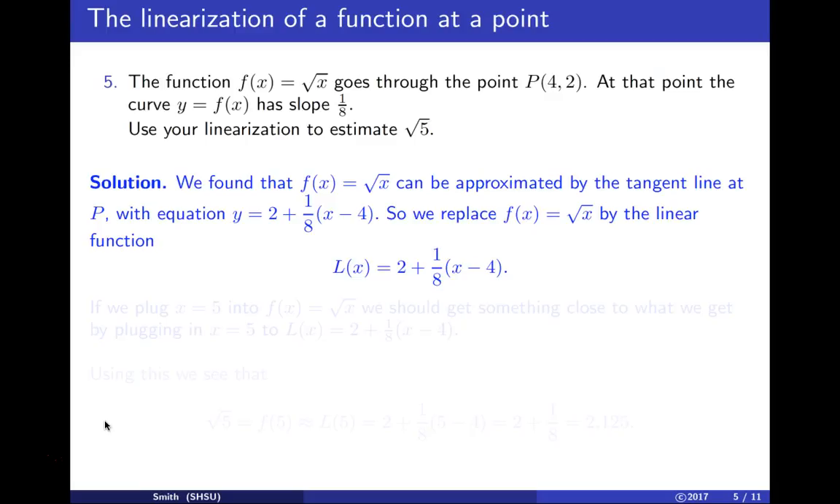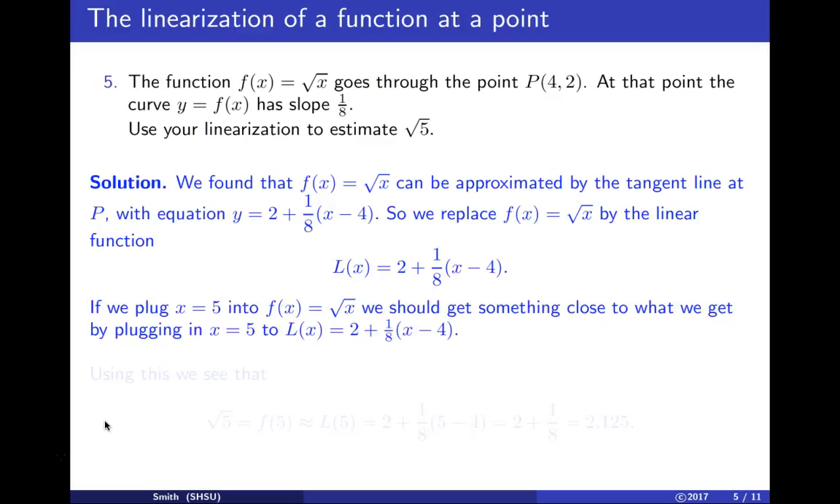Now, in the square root function, to get the square root of 5, we plug in x equals 5. So let's take this linearization and plug in x equals 5. Instead of plugging it into the square root function, we're going to plug it into this one. So if we plug in 5, we will get an answer of 2 plus 1/8 times (5 minus 4), which is 2 plus 1/8, which is 2.125. To stress, instead of plugging 5 into the square root function, we plug 5 into L(x) because they're very similar.